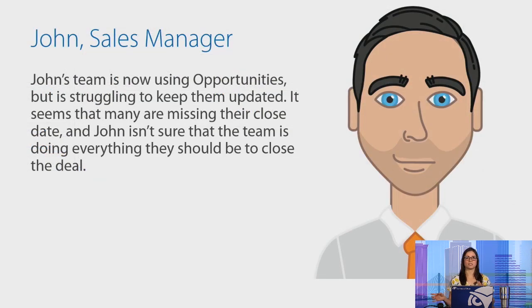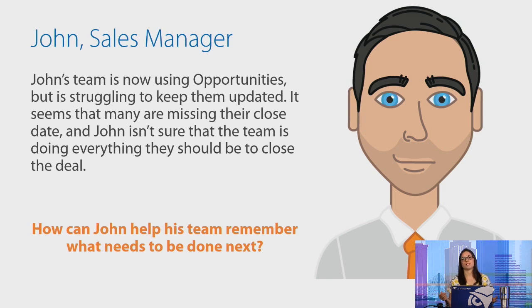Okay, so still in sales, we just talked about marketing, we're moving into sales now. John's team uses opportunities, but they're struggling to keep them updated. He knows that they're working through these sales, but he has all of these missed close dates, and he's not really sure that they're doing everything they can to close a deal, which is difficult if we're not updating those records appropriately. But of course, it's difficult to tell someone if they feel like they're re-entering information. What we want to do is make sure that they know exactly what's important and the easiest way to accomplish it.